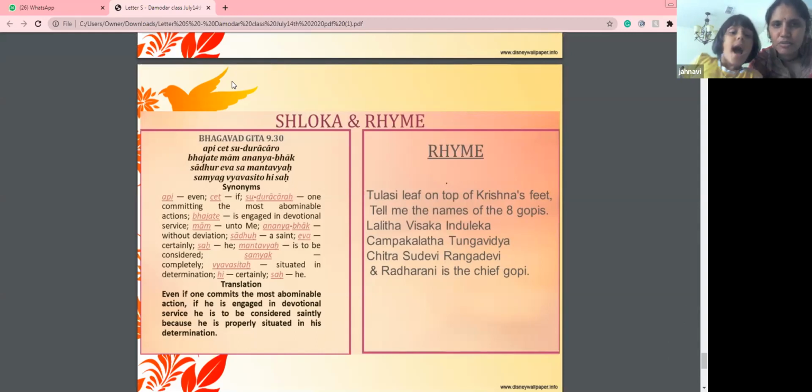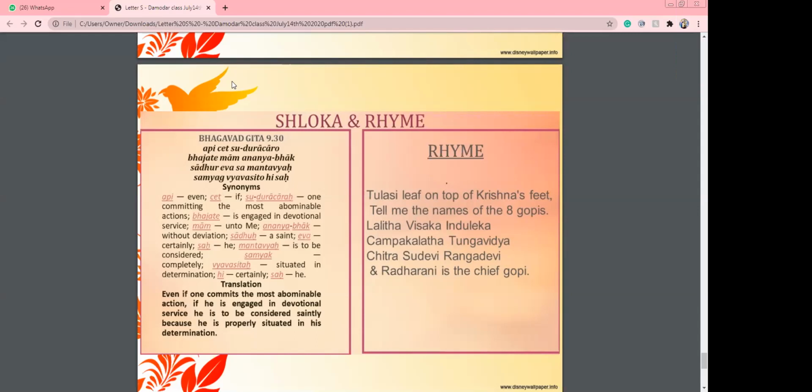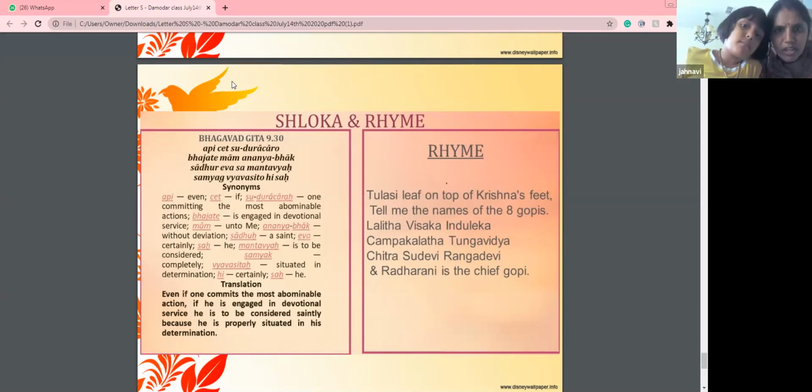Sloka, okay. Api cheta suduracharo bhajate mam ananya bhak, sadhureva samantavyah samyag vyavasito hi sah. Thank you, Janhavi.